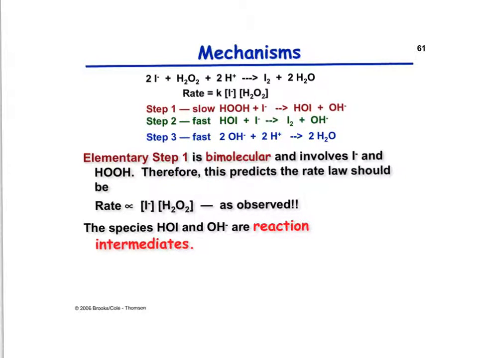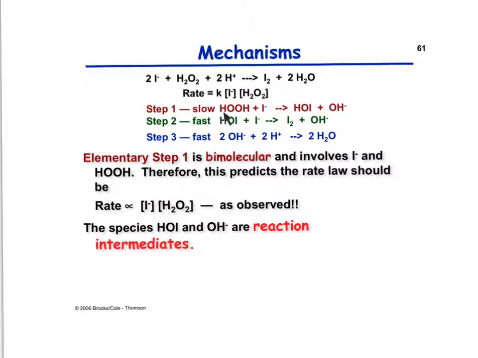So here's our same mechanism. We can see that this step here, step 1, is bimolecular because it's got two things that need to collide together in the correct geometry and orientation. And it involves two species. The first is the iodide. The second is the H2O2. Now, way back a couple slides ago, we were talking about how the rate law was given. It's given right here. And so this is rate equals k, I- to the first, and then H2O2 to the first. And what we can see from the slow step is that the slow step matches the rate law.